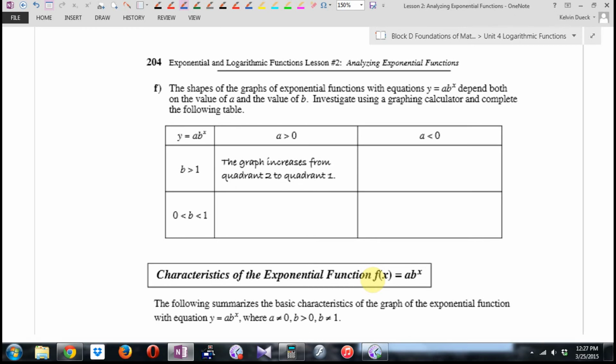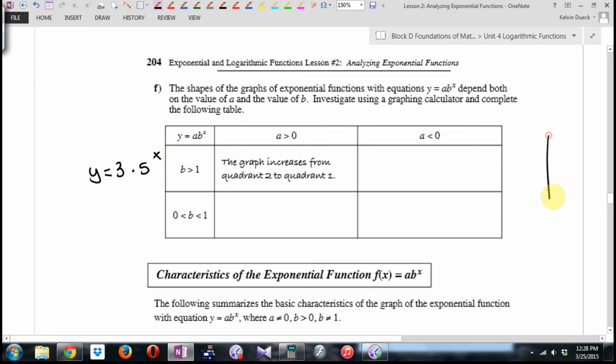So, the shapes of exponential functions depend on A and on B. So, if A is positive and B is bigger than 1, here's what we really mean. Y equals 3 times 5 to the x. There's an example where A is positive and B is bigger than 1. What's that going to look like? As Matt has pointed out, it's going to go through 0, A. In my case, 0, 3.